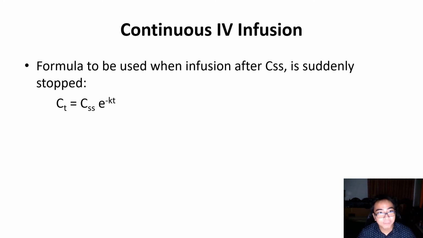So, for continuous IV infusion, class, here's the formula to be used when the infusion after CSS is suddenly stopped. Now, what are the reasons why we would stop the infusion? For example, during the infusion, the patient suddenly develops an adverse drug reaction. I would not continue the infusion then, so of course I need to stop it.